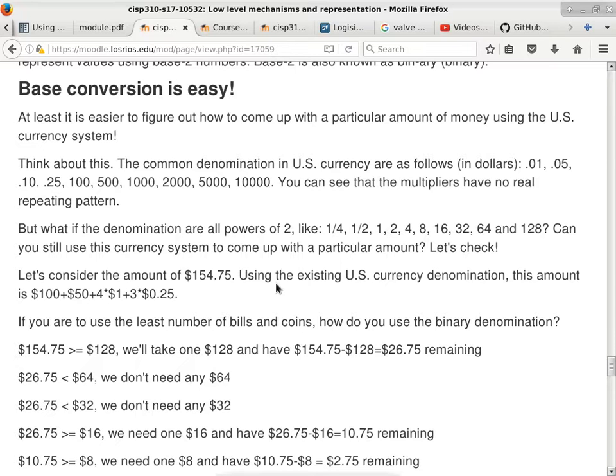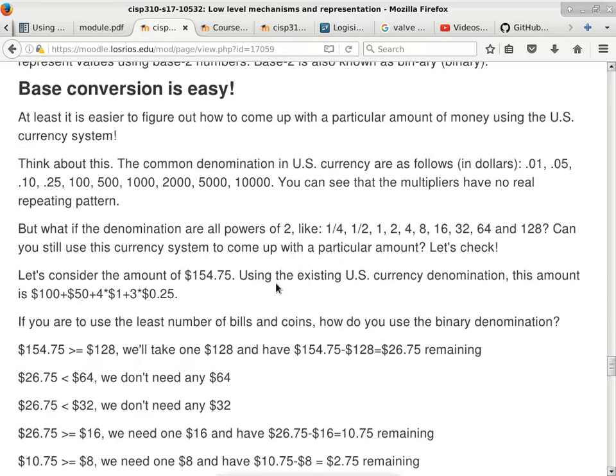$10. $10. Very good. So you say, I need one $10 bill, okay? And you are left with $1.98. Okay, easy peasy, right? $1 bill. Took care of that one here. You got 98 cents left.